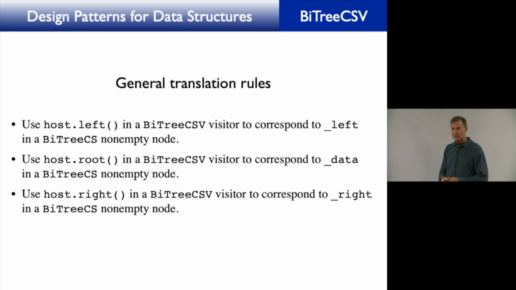So these are the general translation rules. Remember, we had those 6 methods. The first 3 of them were for accessing the parts of a tree, of the host. And so here are the general translation rules. We use host.left in a bitree CSV visitor to correspond to underscore left in a bitree CS non-empty node. Because we don't have, see, our empty case and our non-empty case, they're not nodes. The only thing they have to work with is their attributes and the parameters, right? And what's the parameter that they're always given?